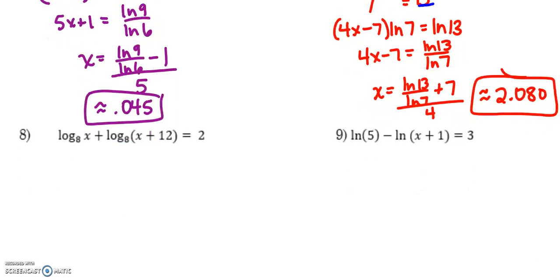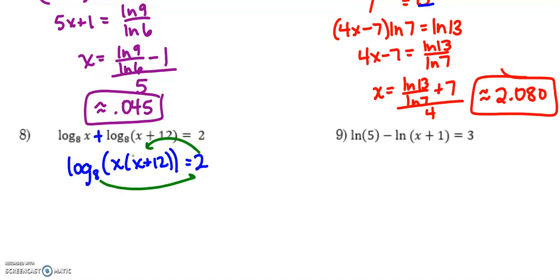Before I can use an exponential to undo a logarithm, I need to have a single logarithm. So I'm going to use my properties of logs. This addition can turn into multiplication. So now, to get rid of this log base 8, I can either do this little recycle thing, or I could use an 8 on both sides. Either way, the log is going to cancel out. I'm going to have x squared plus 12x is equal to 8 squared.